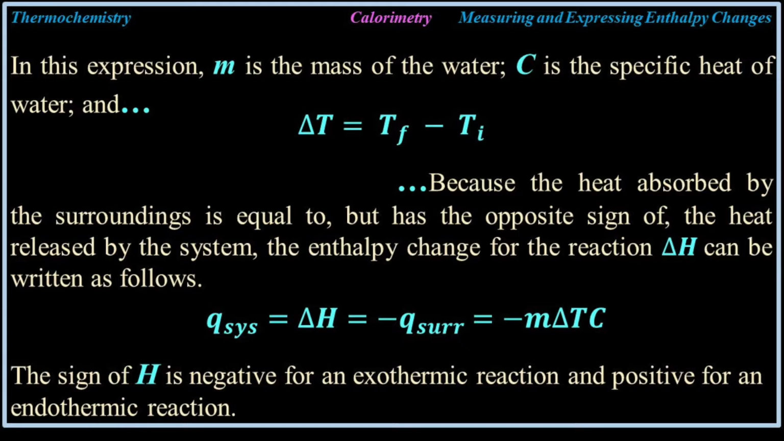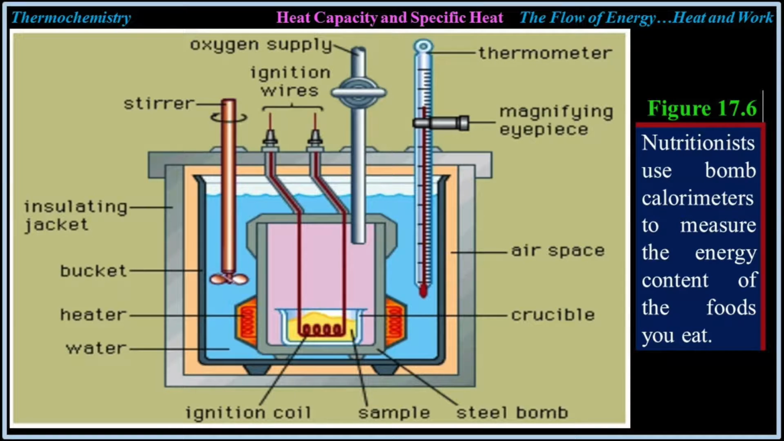Now let's look at a calorimeter. Nutritionists use bomb calorimeters to measure the heat content of the foods you eat. Let's take a look at it very quickly. You can see inside there is a chamber that will burn the food. Now, this heat will be transferred to the water that surrounds it. And then the temperature change can be read, and the heat released by the burning of the food can be calculated.